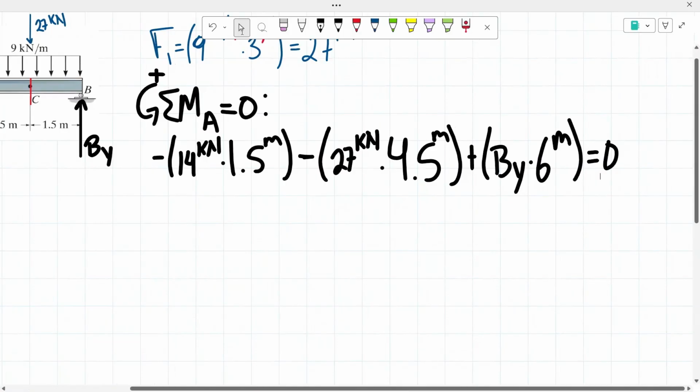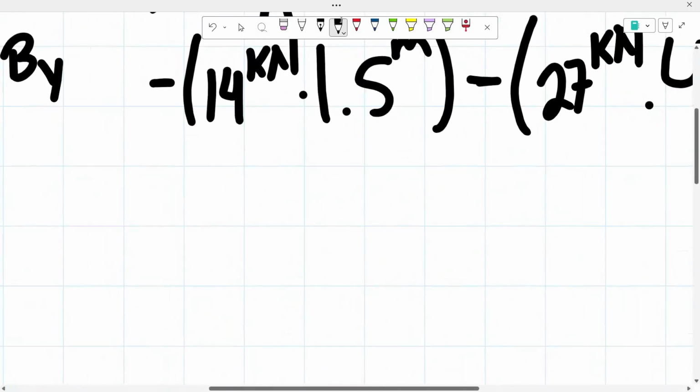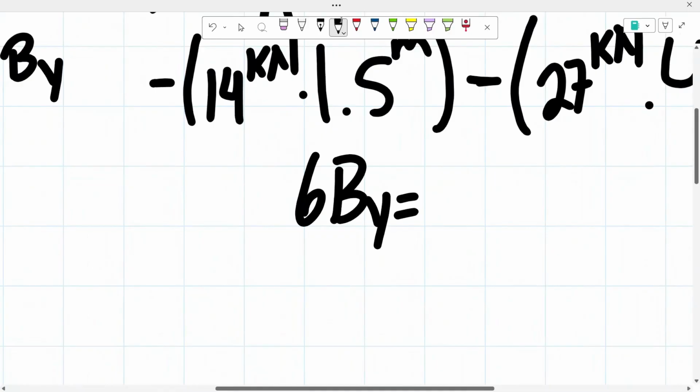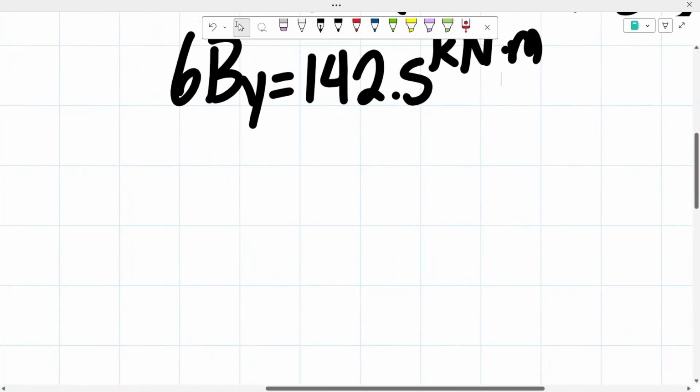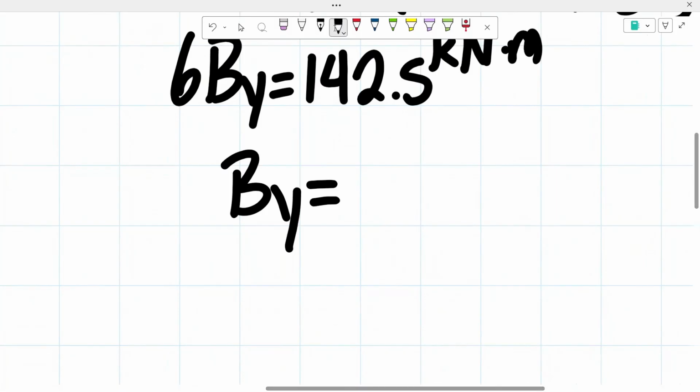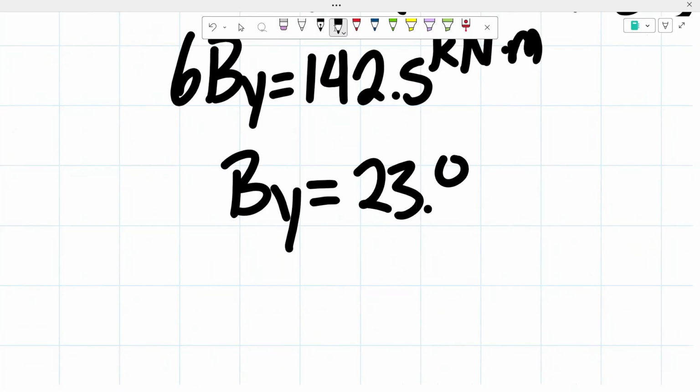So let's simplify this down a bit. We would get 6 B sub y is equal to 142.5 kilonewton meters. From here, we would solve for our reaction B sub y, giving us a value of 23.8 kilonewtons. And since we ended up getting a positive number, that means that we assumed correctly, meaning that this reaction will be going upwards.